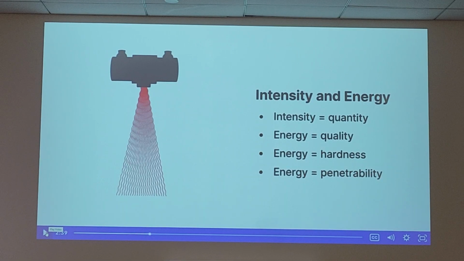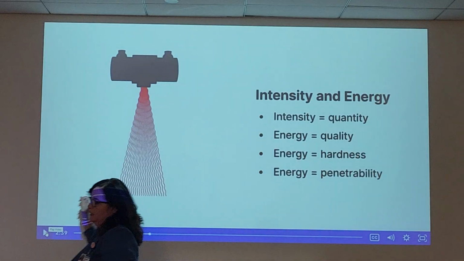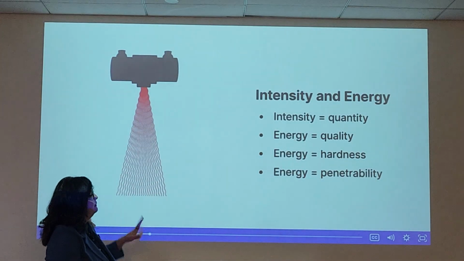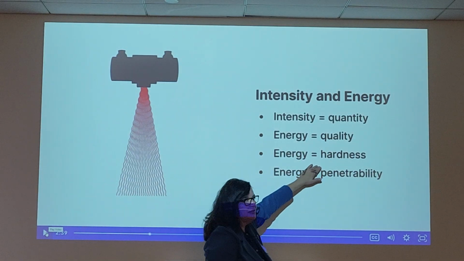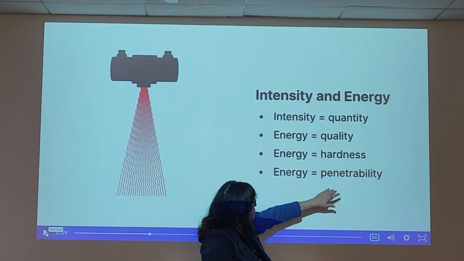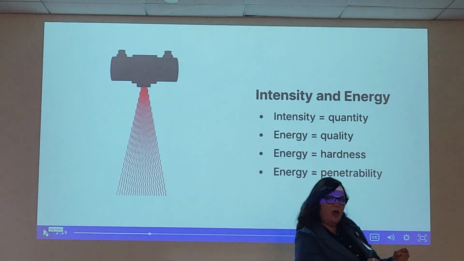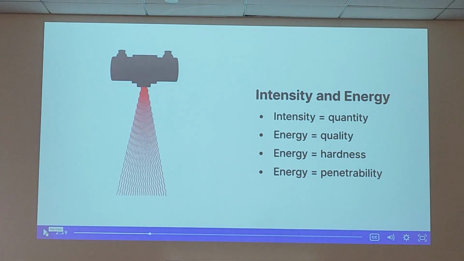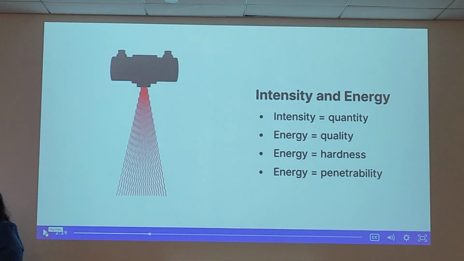So when we think about intensity or quantity, it's how many photons are in this beam, and that's regulated by mA and time, right? Energy is the quality of that beam. How hard is it? Is it going to penetrate what I need it to penetrate? Is it not going to penetrate what I need it to penetrate? So the quality of the beam is, how strong is that beam? How weak is that beam? And you're going to see that our kVp is the one that makes those differences. mA and time are going to control quantity or intensity. Alright, we good? Yes?